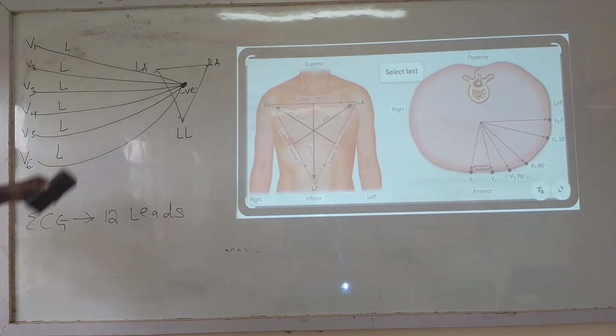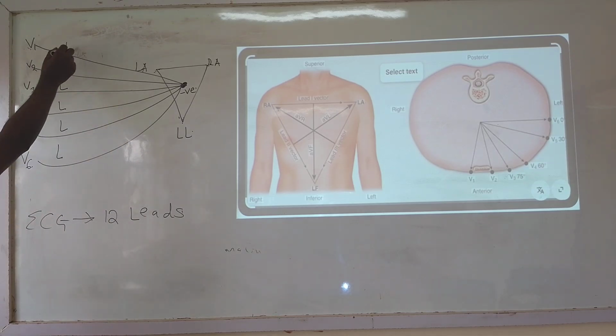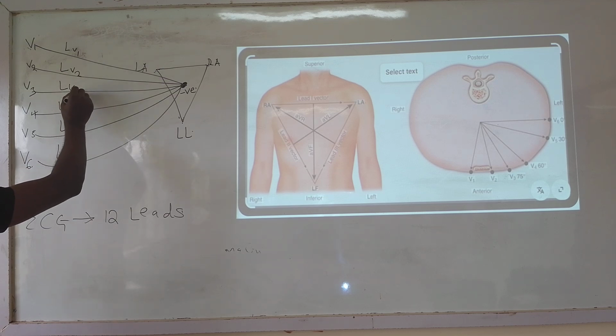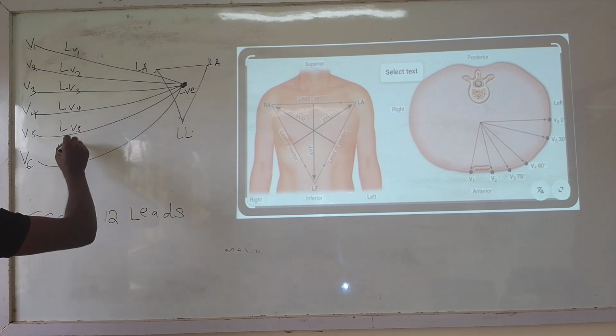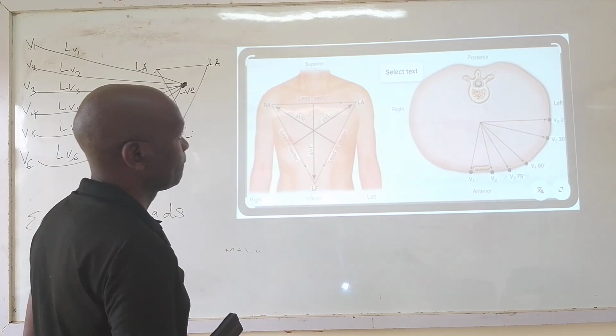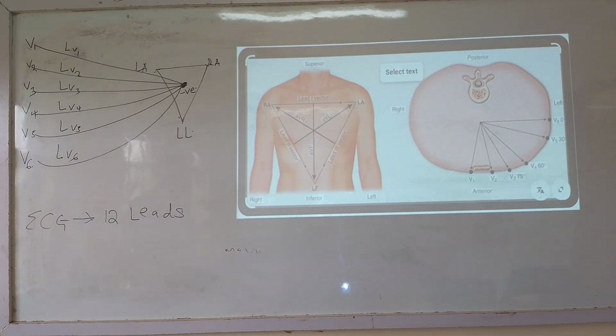So each lead just takes the name or the labeling of these electrodes. So this lead is just V1, and then this lead is just V2. This one is V3, V4, V5, V6. So that is how we get our 6 leads using the precordial electrodes, and you can see it is demonstrated there. So the previous 6 plus this 6 gives us 12. That's why we say the ECG has 12 leads.